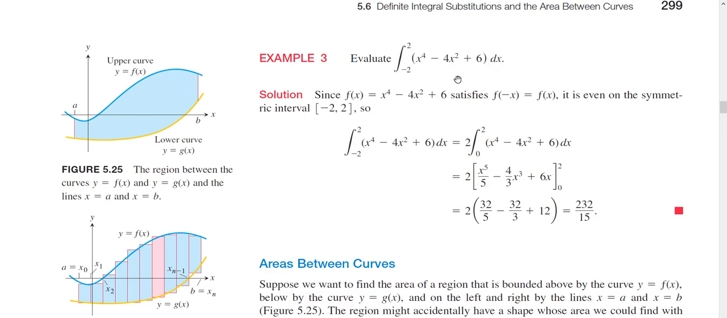So this means this function is an even function. Now, using theorem number 8, the integral from minus a to a of f(x) dx when f(x) is an even function is equal to 2 times the integral from 0 to a. Now, a in this case is 2, so this integral is equal to 2 times the integral from 0 to 2 of x to the fourth minus 4x square plus 6, and after integrating and simplification we have 232 over 15.